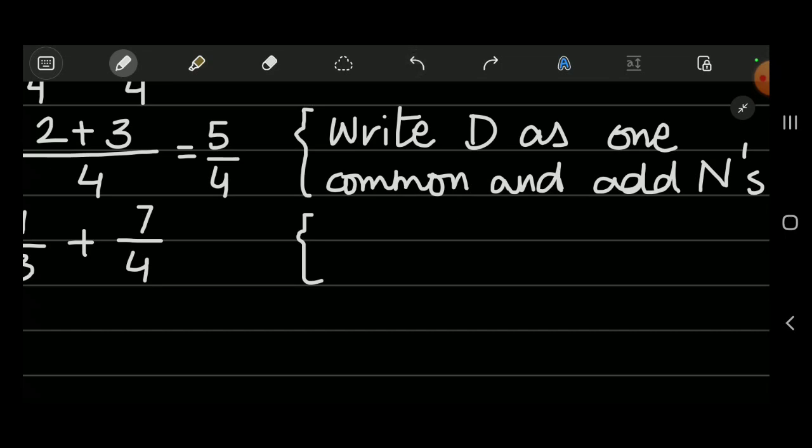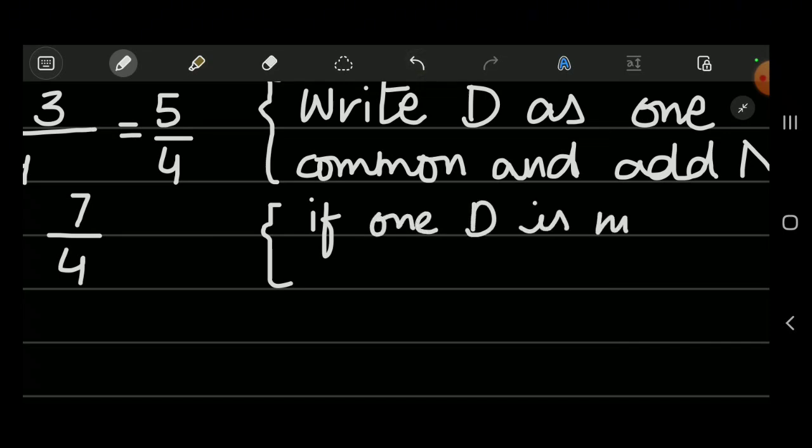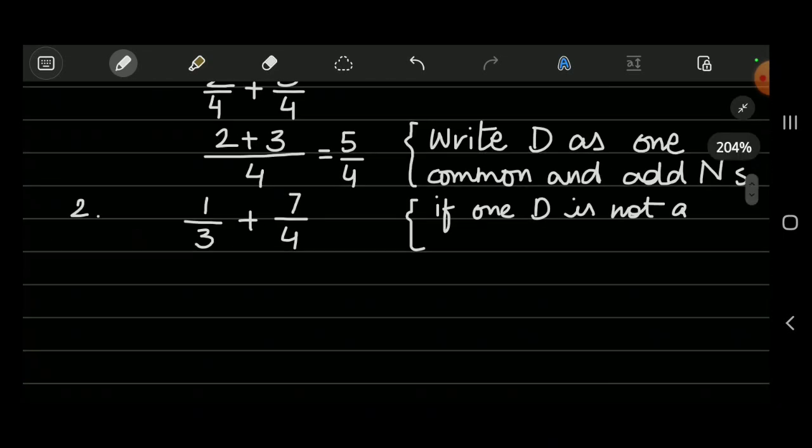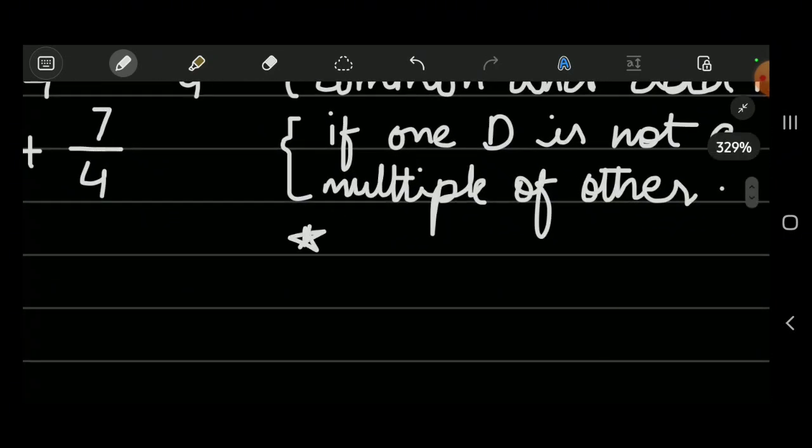Not necessarily a common factor, actually it should be a multiple. So if one denominator is not a multiple of the other, then the important thing is to take the LCM.